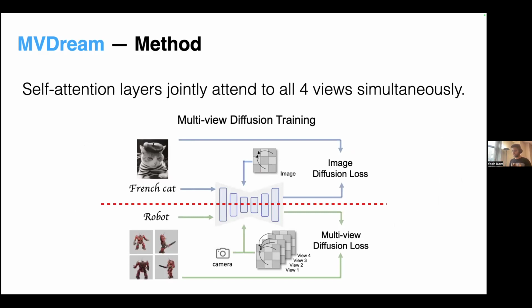Now, the only catch here is how do we enable communication between multiple views? The answer to that is just by extending our self-attention. On the top here is an example of a single-image diffusion model, where each pixel in the image looks at each other pixel in this image. At the bottom is MVDream's approach, where every pixel in every image gets to look at itself as well as all the other images, so all the 4 views that we want to generate.